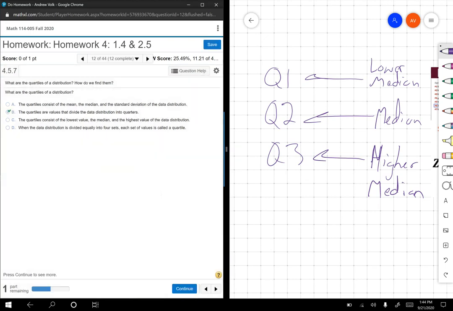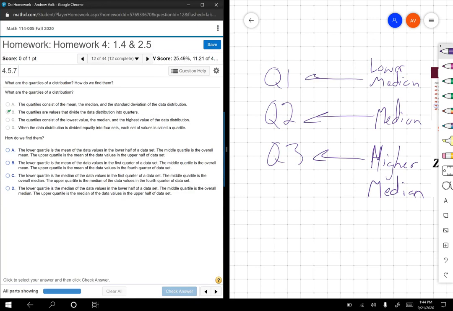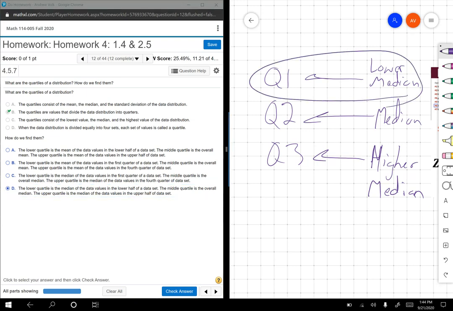We're going to continue. And the second part, it says, how do we find them? Well, let's look at the fact that we're going to use the word median in these. So the A and B both say mean. So we're not going to use those. We're going to use one of these last two, median. So the lower quartile is the median of the data in the first quarter of a data set. And the second choice is the lower quartile is the median of the data in the lower half. So the median of the lower half is where that quartile is. So we're going to say lower half, not lower quarter.